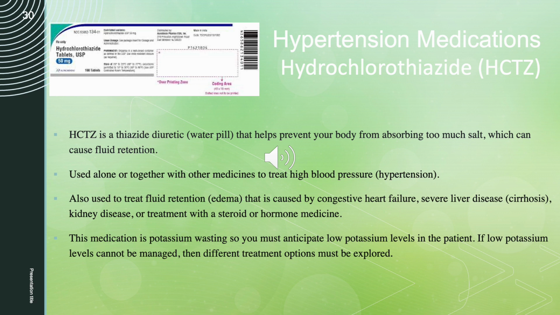So this medication is potassium wasting. You need to anticipate low potassium levels in the patient. If the low levels cannot be managed, then you've got to change your treatment option, period, point, paragraph. If you are watching these levels and they habitually get lower and lower and lower, you give them a potassium supplement, and it's not doing anything because either they don't want to take it, they can't swallow it, they gag when they take it, whatever the deal is, make sure that you change that medication altogether, because you have to. And there's no way around it. And I think that's all I got for this slide.